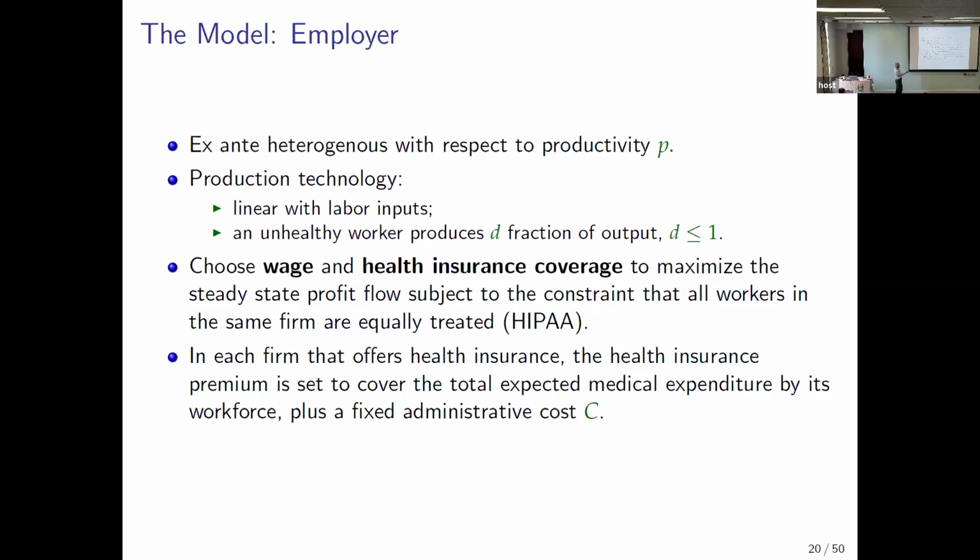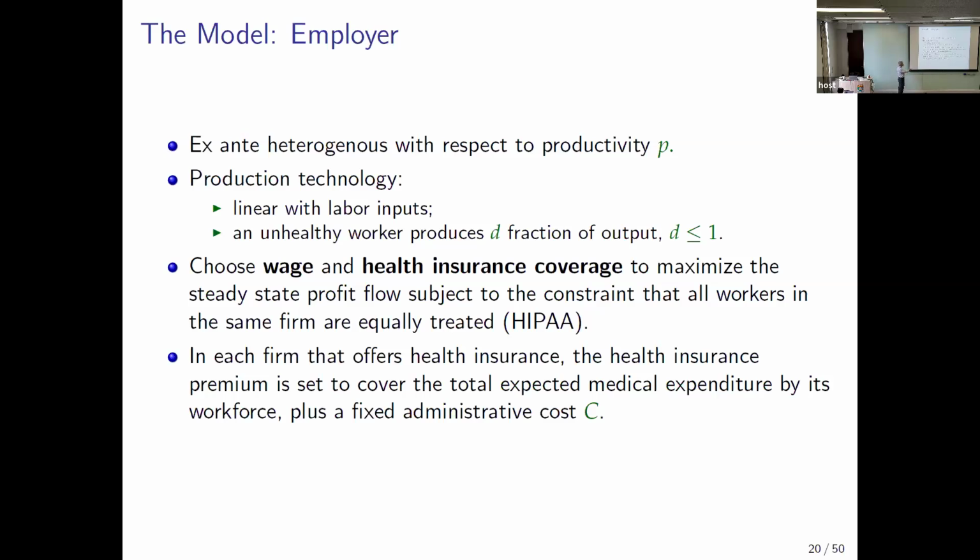The firms are heterogeneous with respect to productivity. This is key to explain the fact that firms that offer health insurance also pay workers higher wages. In other words, in the equilibrium of the model, firms with higher productivity are more likely to offer health insurance to their workers, and at the same time, they are more likely to pay higher wages.